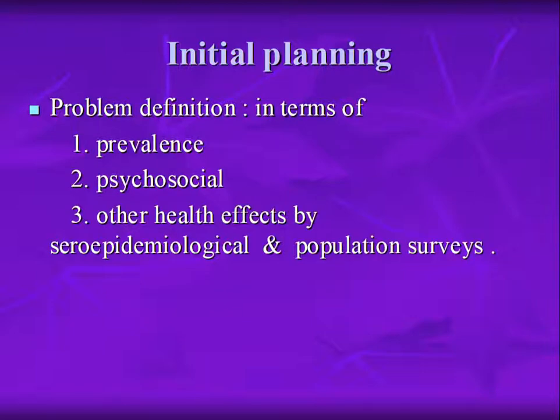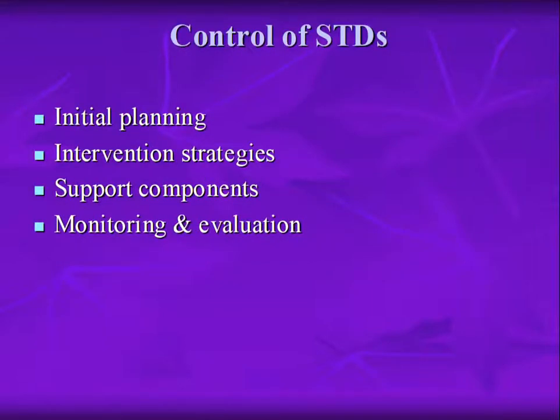Whenever they ask about syndromic management, you have to write all these six points in detail. Regarding the control of STDs: initial planning, intervention strategies, support components, and monitoring and evaluation. Sometimes they may ask about the control of sexually transmitted diseases. Here, initial planning, intervention strategies, support components, and monitoring and evaluation.